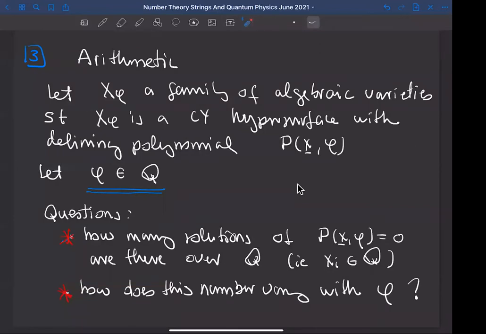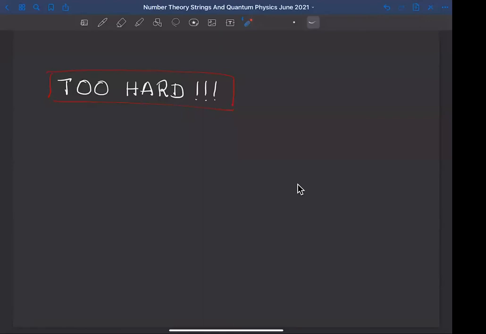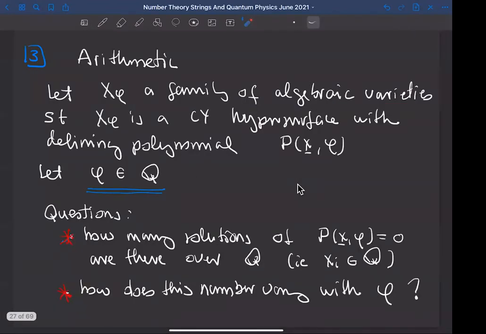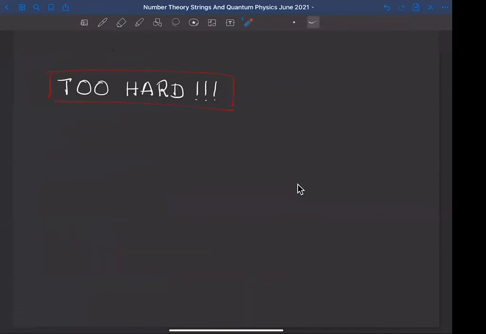And the point is that this is just too hard a question. If you're a physicist, it's very difficult to see why, but I can perhaps mention that one of the millennium problems in mathematics has to do not with a threefold, but with an elliptic curve, and has to do with the Birch and Swinnerton-Dyer conjecture that gives you an asymptotic formula for these numbers. And this involves really deep tools in number theory and geometry. So this is just too hard.